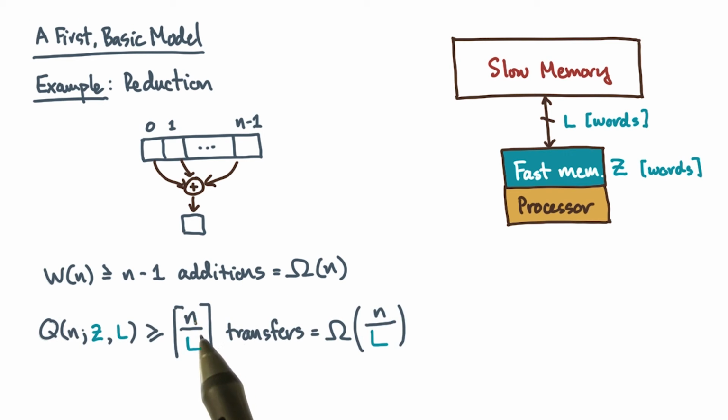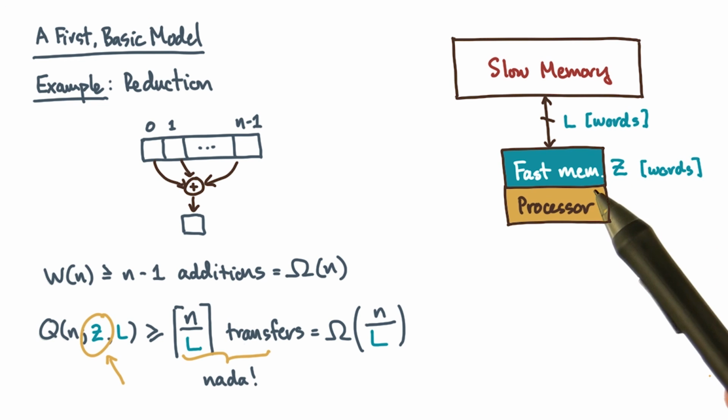That's the ceiling of n divided by L. The ceiling accounts for the fact that if n is not a multiple of L, then you need to pay for a partial transfer somewhere. Now there's another thing to notice about this expression. It does not depend on capital Z, the size of the fast memory. That makes sense, right? You only need to touch each element once. So whether the fast memory is very large or very small, it really doesn't matter.